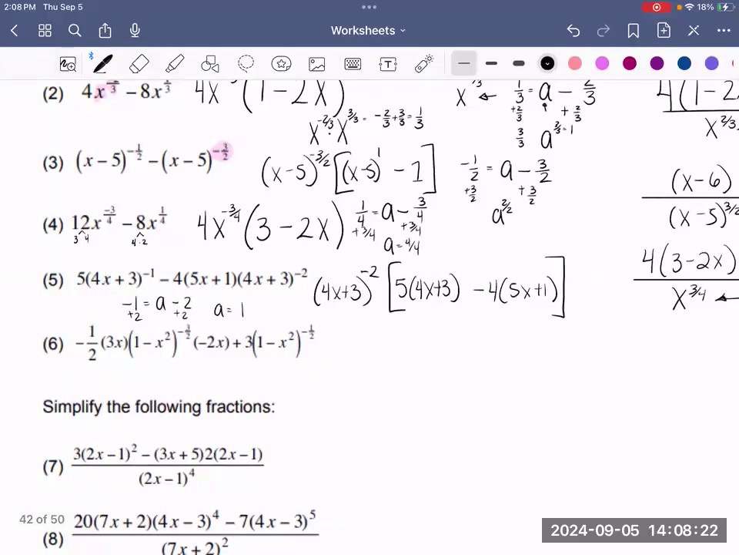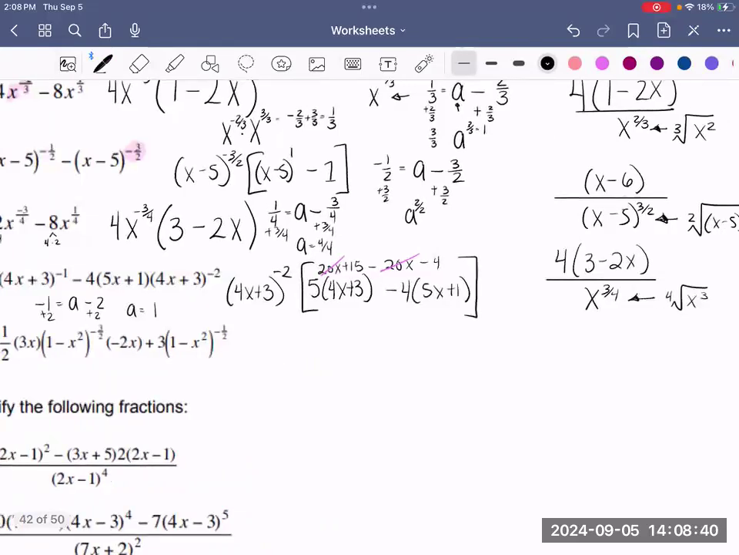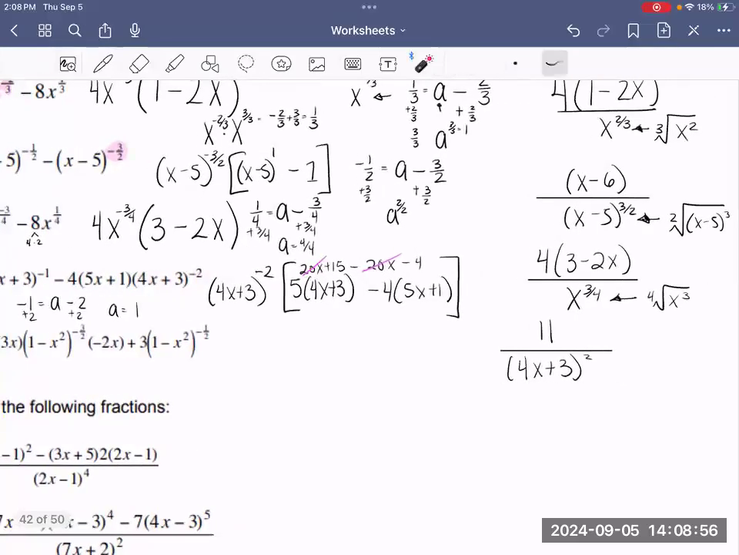So now we can go ahead and distribute. So we should get 20x plus 15 minus 20x minus 4. Those 20x's are going to cancel. And let's see, we have 15 minus 4, so we get 11. So our final answer should be positive 11 up top over 4x plus 3 squared on the bottom. Now, because that one is not a fractional exponent, we're not going to be dealing with any sort of radicals.